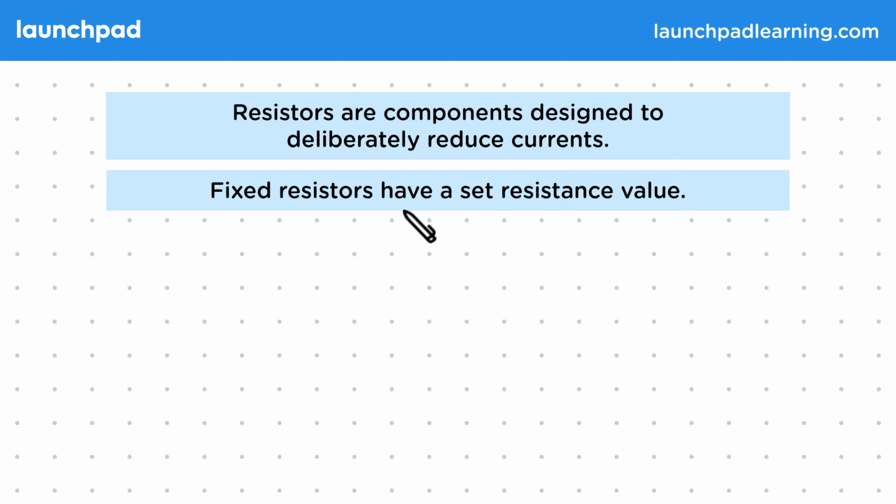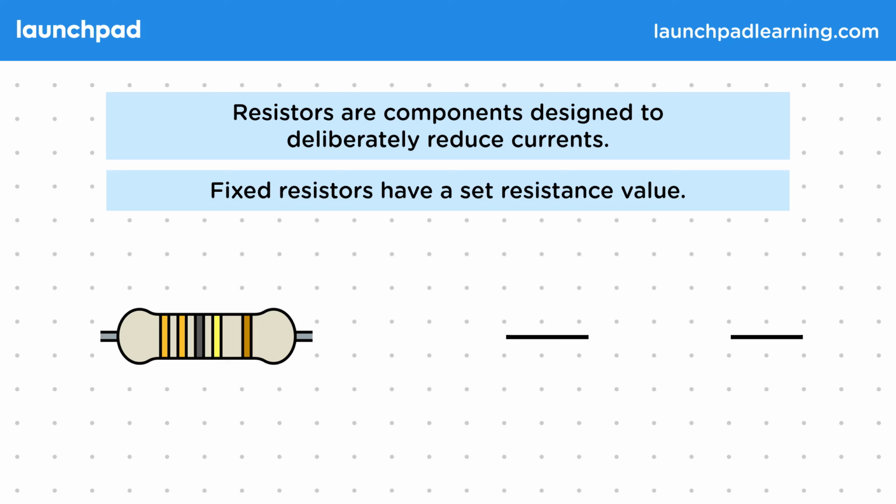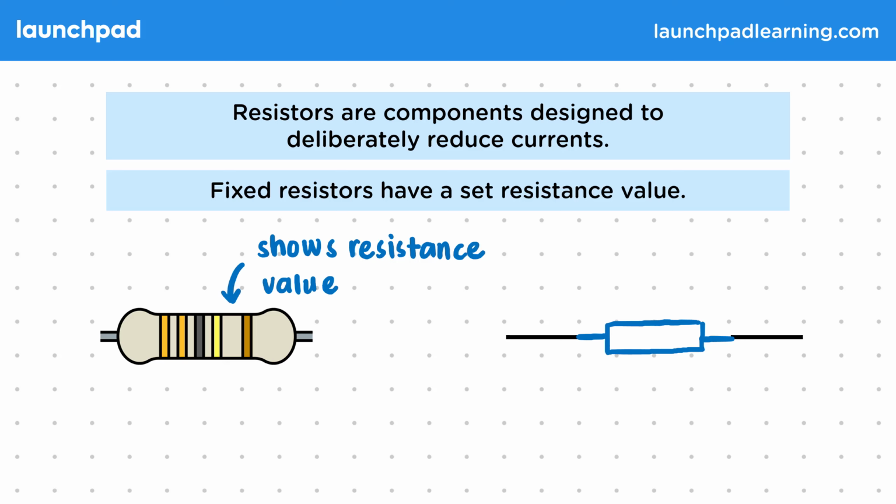The most common of these are fixed resistors, which have a set resistance value, though this value can change if the resistor heats up too much. These fixed resistors usually have coloured stripes that show what resistance value it has, though you won't need to know how to interpret this for your exams. Then the circuit symbol for a fixed resistor is simply a rectangle. The symbols for other types of resistors are then based on this.